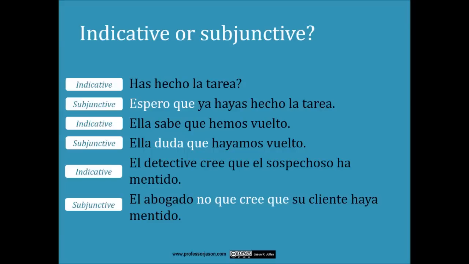Ella duda que, right? Fifth one, the detective believes that. In other words, the detective is asserting that the suspect has lied. He believes it. For him, it's true. It's objective reality. And then finally, if we use a phrase like no cree que, that suggests doubt, uncertainty, or denial.